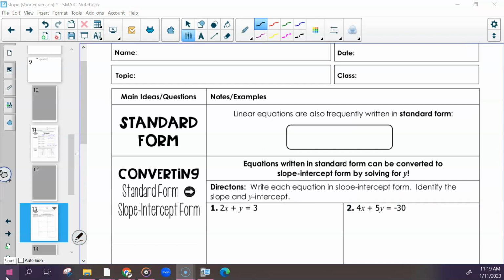Alright, this next piece, you don't need to memorize this formula, but you need to know what it looks like. So standard form is ax plus by equals c. And we're going to be converting from standard form to slope-intercept form. When we do this, you'll notice it'll be very similar to when we were solving literal equations, because we did this kind of already. We just didn't really put a name to it.